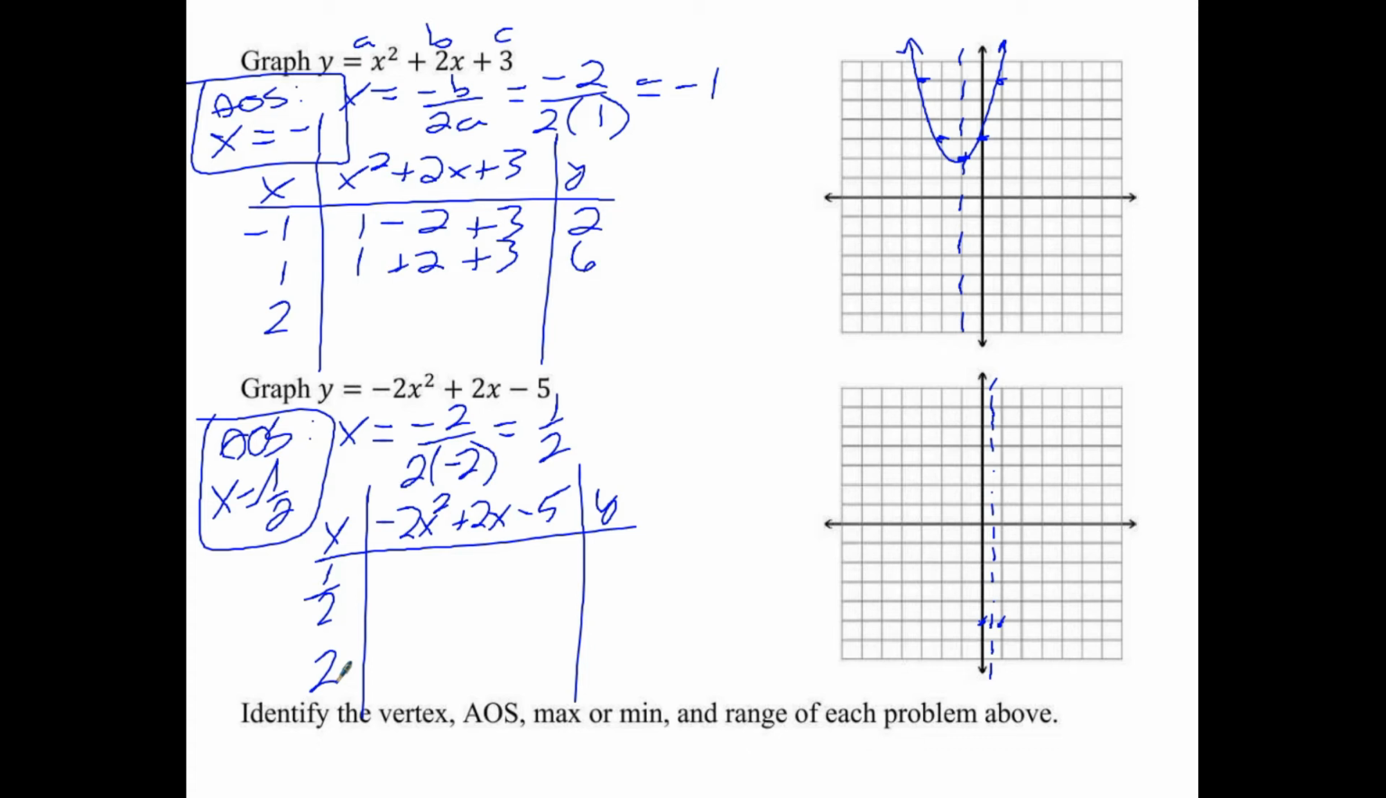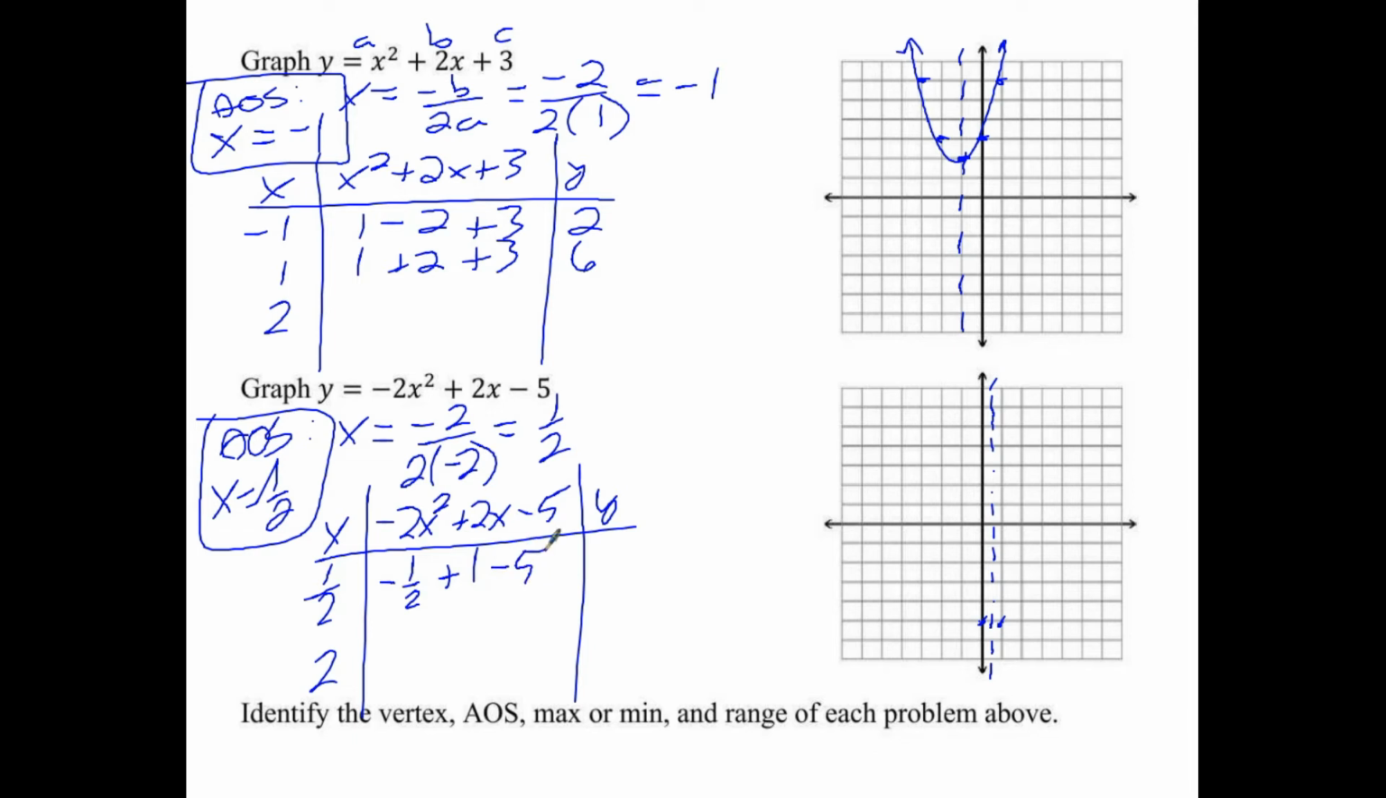So let's get the 1 half out of the way. So I plug in the 1 half and I square it. The square has to happen first. Order of operations. 1/2 squared is 1/4. 1/4 times -2 is -1/2. Okay, 1/2 squared is 1/2 times 1/2. That is 1/4. Make sure you understand that. Okay, now 1/2 times 2 is 1. So plus 1. And then the minus 5.